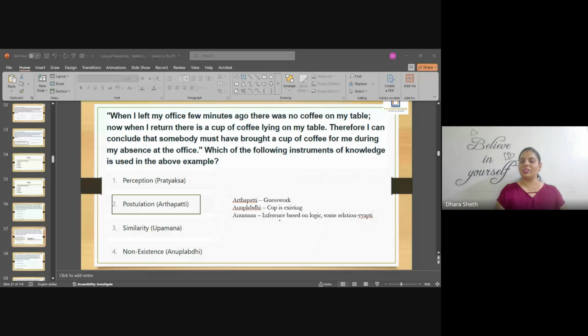And Anuman is based on some logic, some relation, some vyapti. There is no relation here. Someone must have brought it for me is completely your guesswork. The cup could also have walked and come to your table. So that is not possible. But here there is no inference. Okay, so the answer is Arthapti.